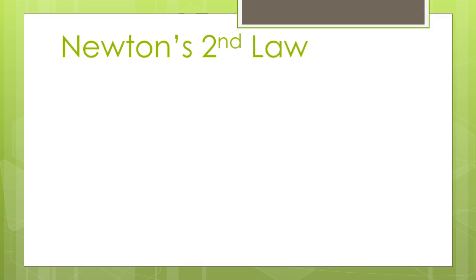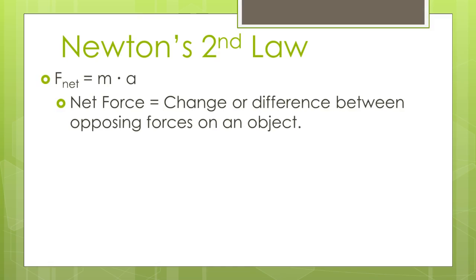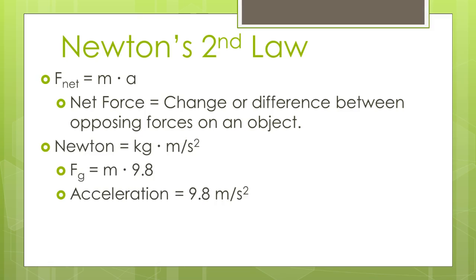Unlike Newton's first and third laws, Newton's second law is actually a formula. F sub net, or the net force, equals the mass of the object times the acceleration of the object. Net force is the change or difference between opposing forces on an object. When forces are balanced, this net force is 0. When forces are unbalanced, you take the bigger force minus the smaller force to find the net force.